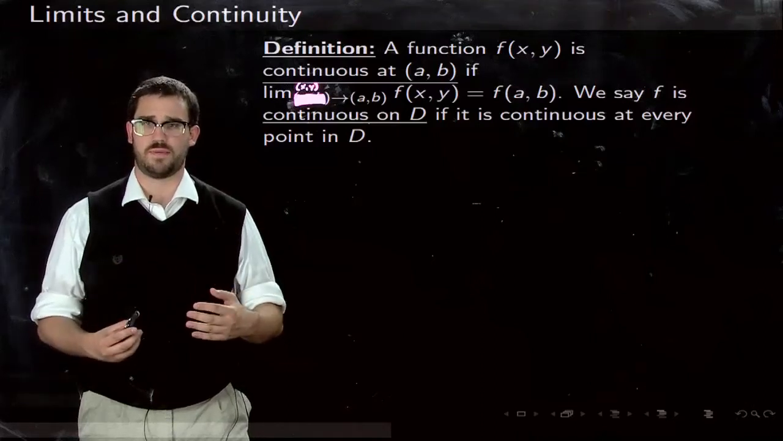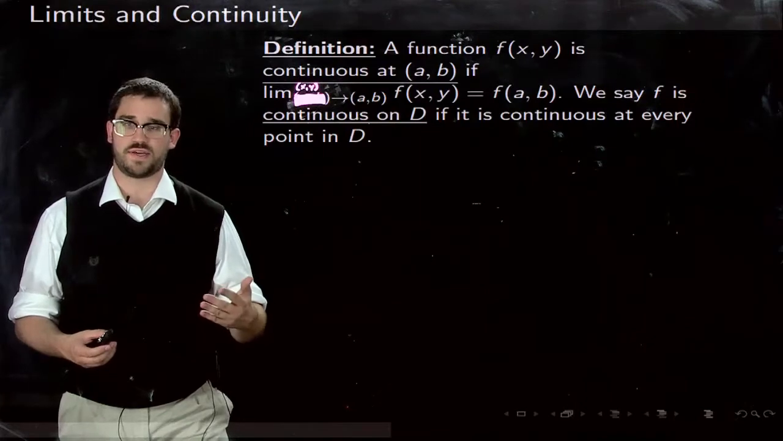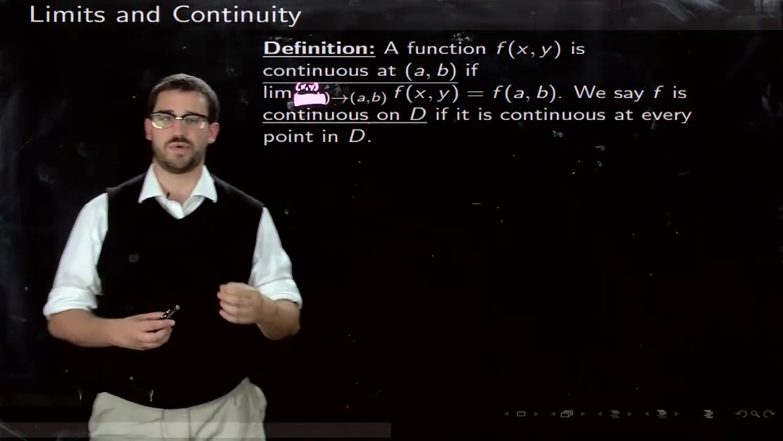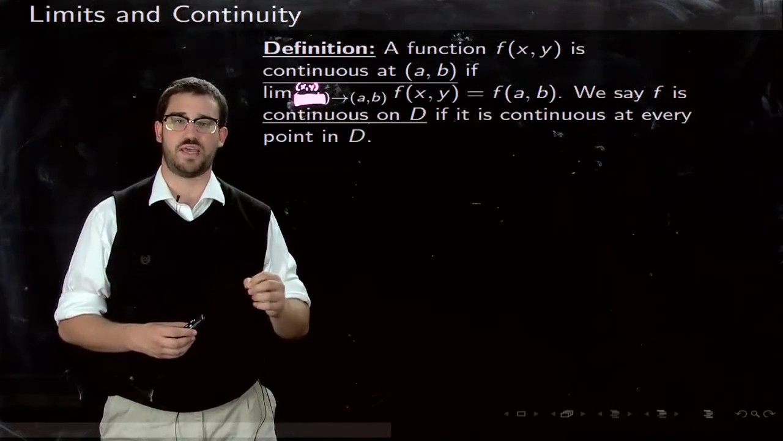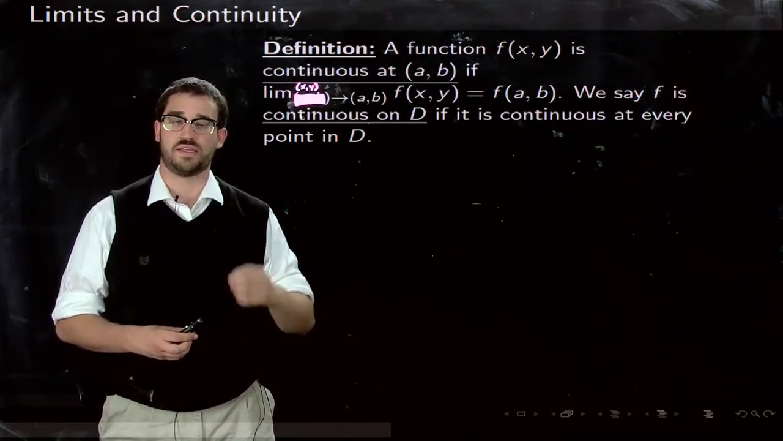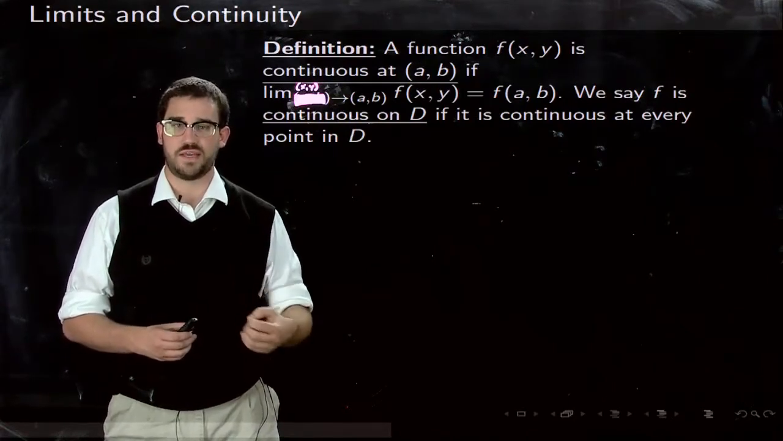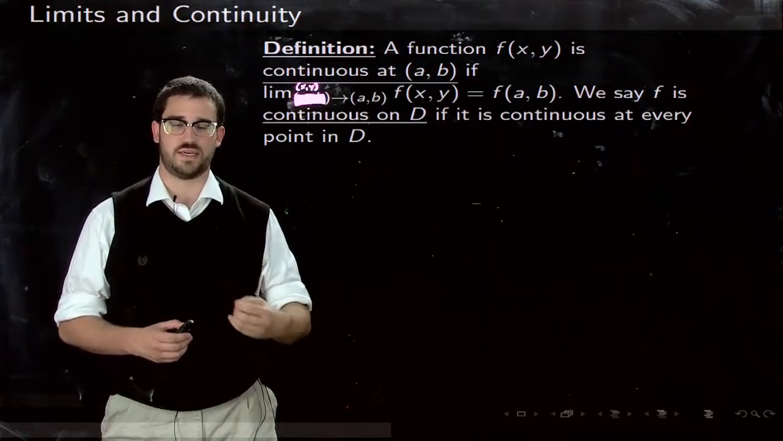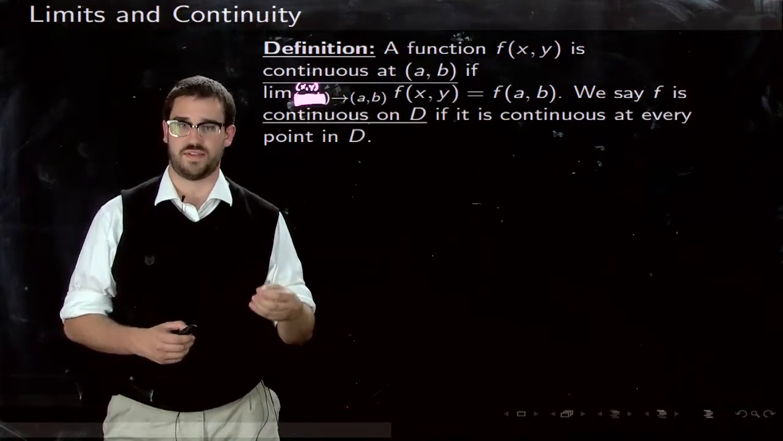So we've talked about limits, so the next logical step is continuity. Well, let's look at this definition. A function f(x,y) is continuous at (a,b) if the limit as (x,y) approaches (a,b) of f(x,y) is equal to f(a,b). We say f is continuous on D if it is continuous at every point in D, which is nice to say. If we know a function is continuous, we can find the limit.